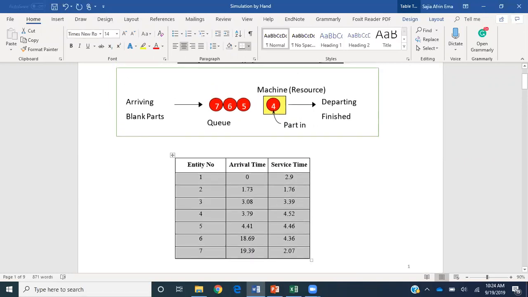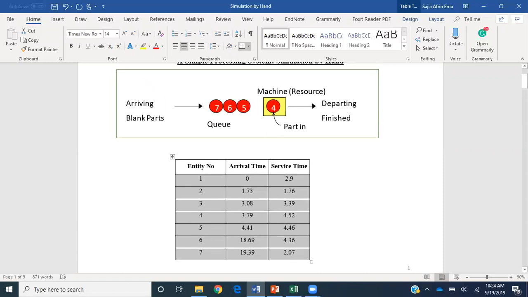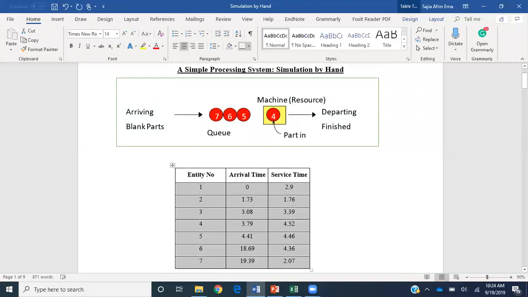The main idea of doing this experiment is to understand how ARENA works or any other simulation software works and generate those data, and we'll see eventually that we'll be doing this for just 20 minutes, and we'll see that there are a lot of bookkeepings that we need to do. So just imagine if you're running it for 30 days, it's going to be a lot of bookkeeping that ARENA or any other software does for us.